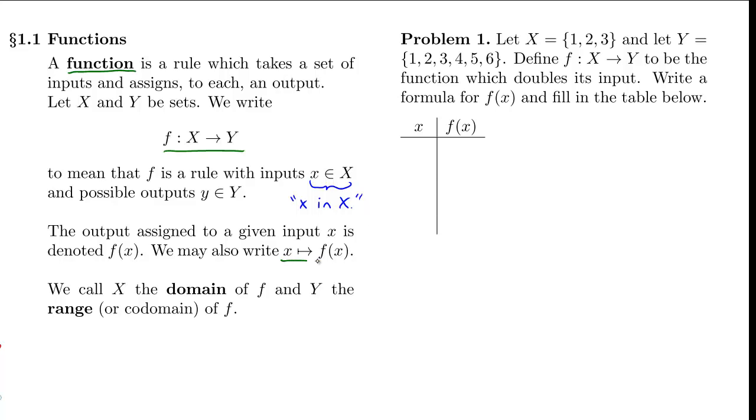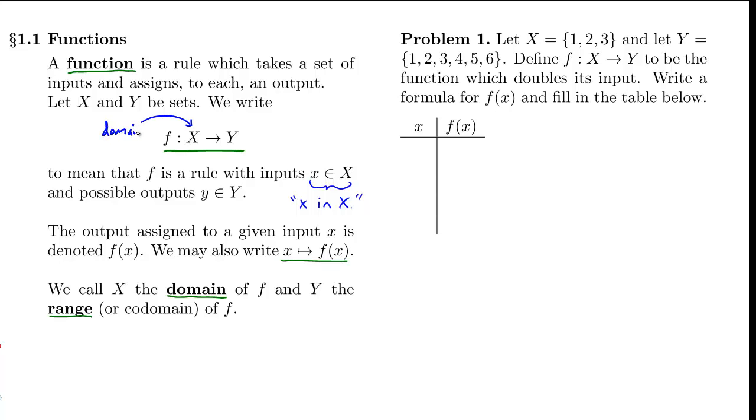Sometimes we write an arrow from a single input to its output. But don't confuse this notation, which is for a single element, with the notation above, which tells you all the inputs and outputs of a function. We have special names for the set of inputs and the set of outputs of a function. The set of inputs of f is called its domain. The set of outputs is called its range. So when we write f goes from X to Y, we are saying that X is the domain of f and Y is its range.